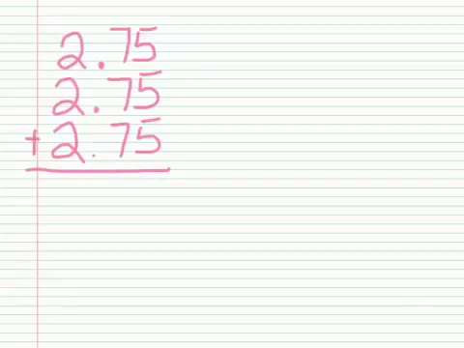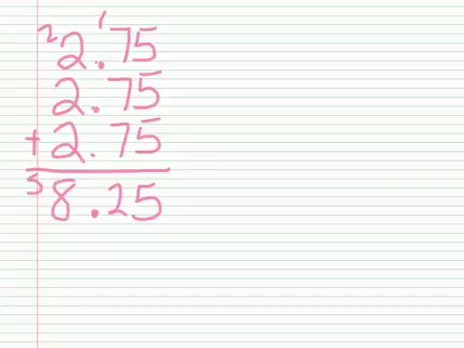5 plus 5 plus 5 is 15. Carry the 1. 7 plus 7 plus 7, or 3 times 7, is going to be 21. Plus that 1 is going to be 22. And now you see how all of my decimals are lined up. We're going to put ours down here. Now, we're going to add up our 2's. 2, 4, 6, 8. And our answer is going to be $8.25 that Chris is going to end up spending.